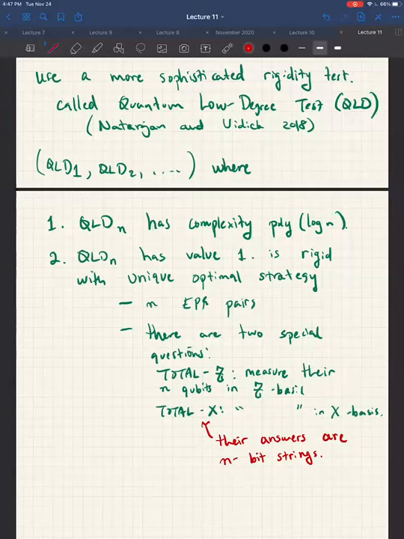So this is going to be our base rigidity test. It's like magic square, except it certifies n EPR pairs, but with very, very low complexity, polylog n complexity. So we're a bit closer to our goal, right? In this rigidity test and the sampling test, we can just swap out with this quantum low degree test, this QLD, and we can certify that Alice and Bob are really going to generate uniformly random n-bit strings that match.